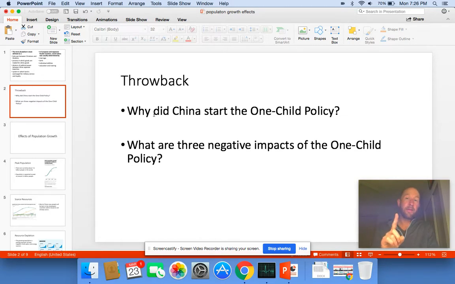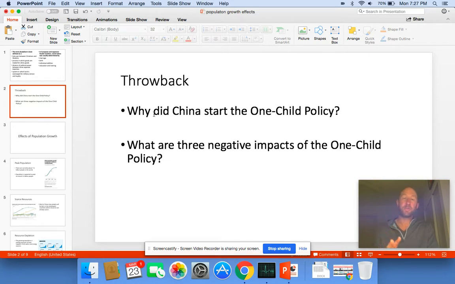One, there are way more men in China than women. And sadly, that's because of selective abortions. Families in China, knowing that they could only have one child, would choose to abort baby girls in favor of baby boys.